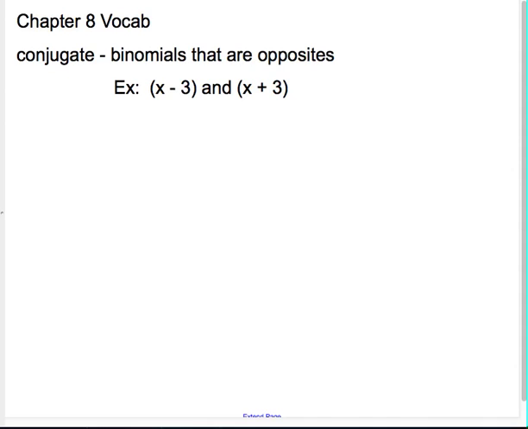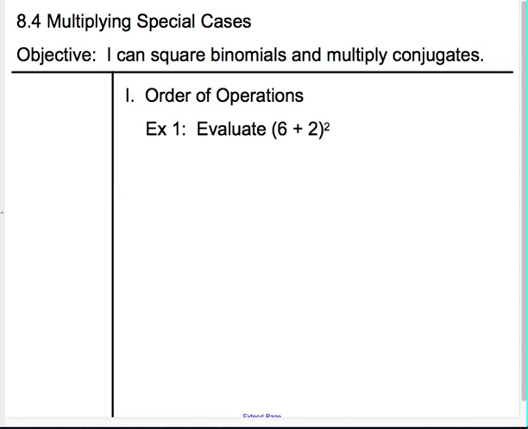This is one type of special case of binomials, and the other special case is squaring a binomial. So those are our two objectives for today: I can square binomials and multiply conjugates. Before we get into the binomials with the variable, we're going to look at evaluating an order of operations question, because there's a common mistake that students make when they're multiplying binomials, and I want to make sure we avoid that.